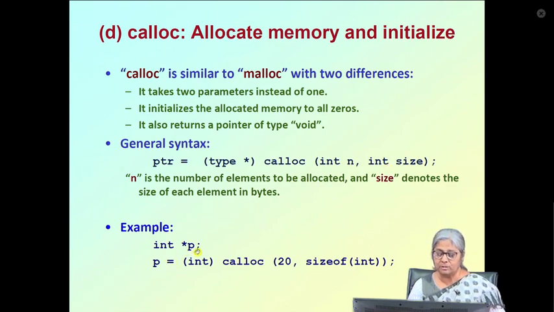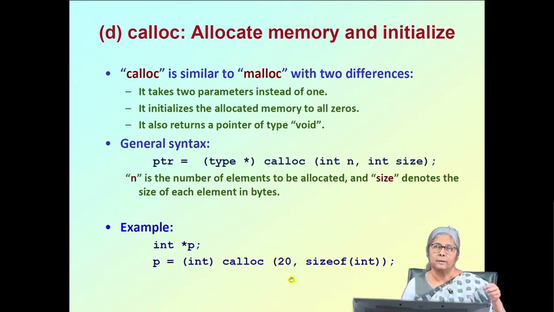Example: int *p = (int *)calloc(20, sizeof(int)). That means n is the number of elements to be allocated, and all the elements are initialized to 0. So, this is an integer array. 20 elements are there, it will be allocated that size, and in addition it will be initialized to 0.